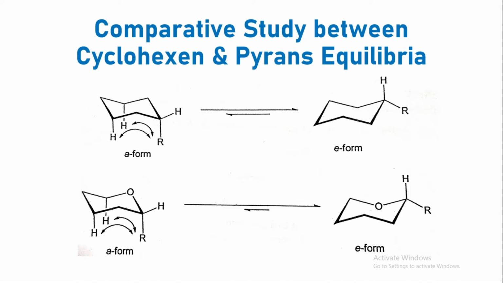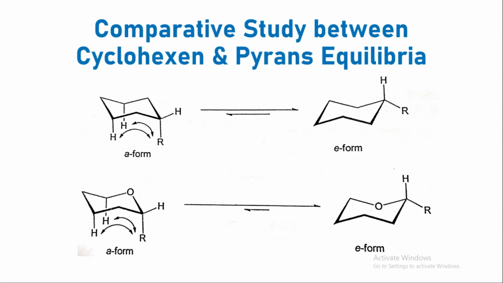So we can expect that the concentration of the axial conformer for simple substituted cyclohexane should be higher than the concentration of the axial conformer of the substituted pyran ring, because for the substituted pyran ring the diaxial strain is more severe, so the concentration of the axial conformer should be less than that of the axial conformer of simple cyclohexane.